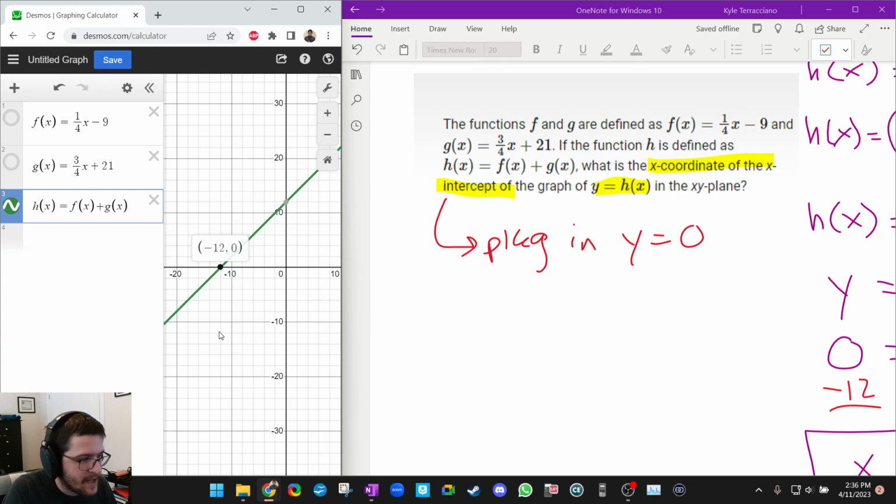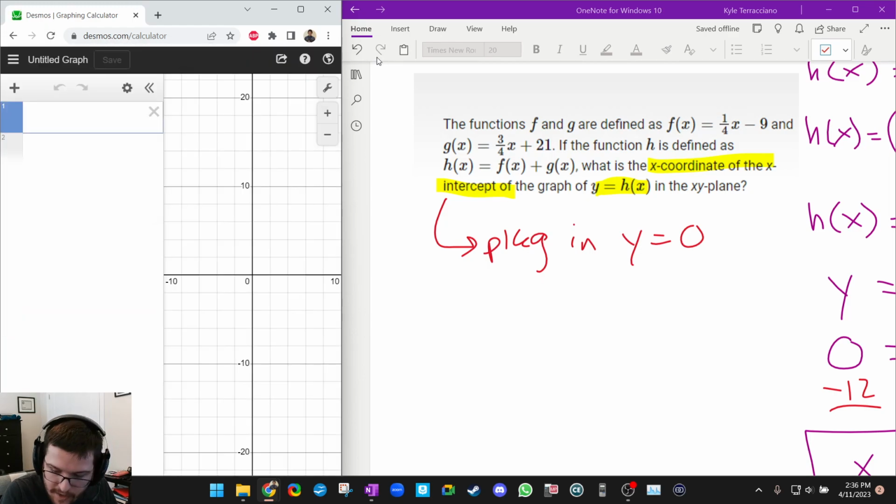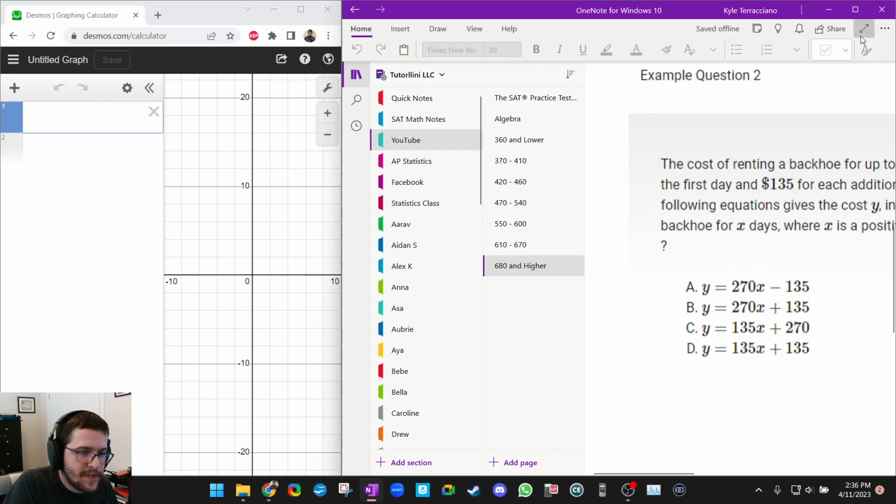And even if they ask you, like, what's h of 8 or something, you could type that in, and it would tell you. Anyway, great. So we're making really good progress. I think we just have one left. So let's do the 680 and higher now.